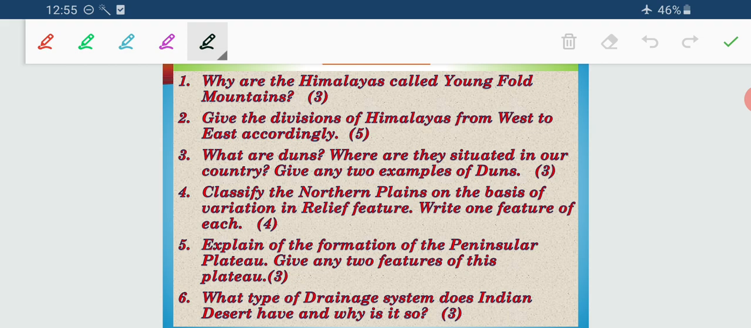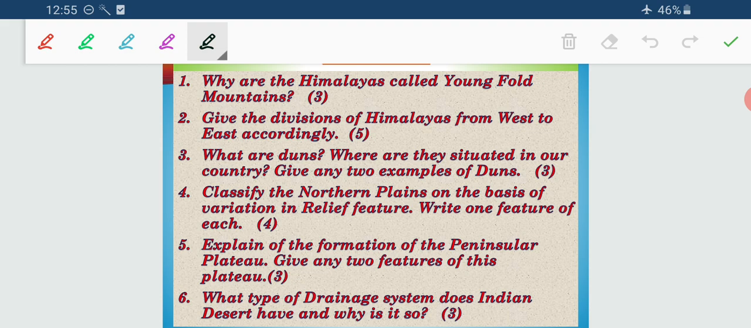Explain the formation of the peninsular plateau. Give any 2 features of this. Now how is the peninsular plateau formed? The peninsular plateau is formed with the splitting of the Gondwana land. And the 2 features of the plateau have already been discussed in the previous slide, that is, a flat top table land.